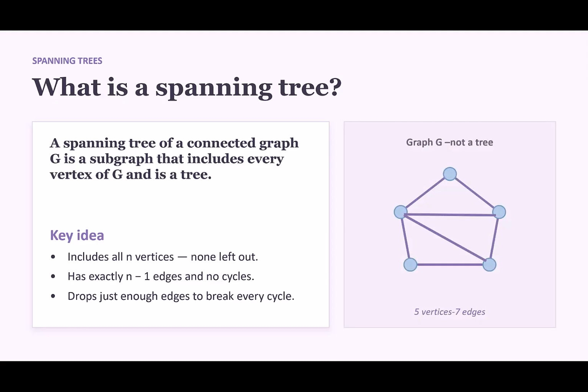As an example, we have the graph G that is definitely not a tree. It has 5 vertices and 7 edges. We know we should only have 4 edges for a tree with 5 vertices. Let's look at dropping the middle 3. Let's represent the dropped edges with just dashed lines. Now we have a spanning tree for our graph G.